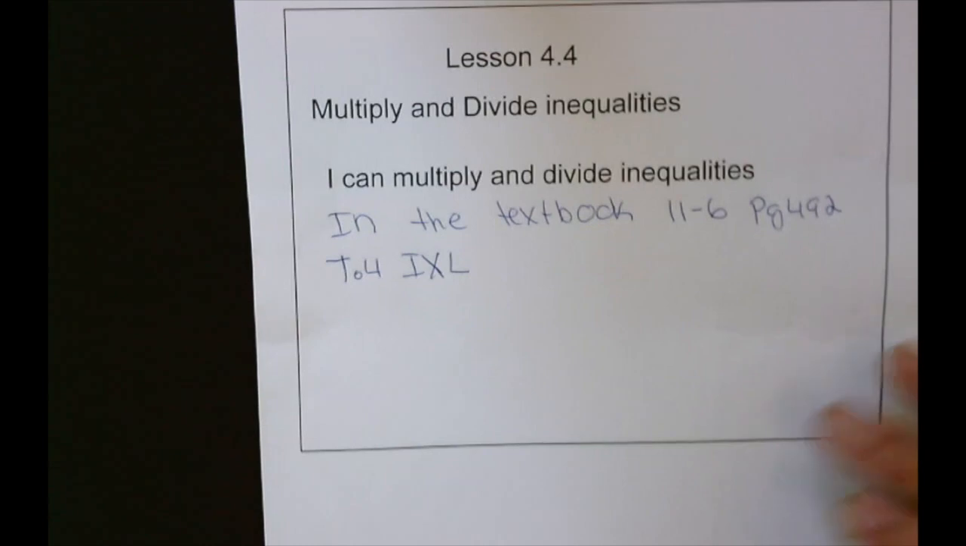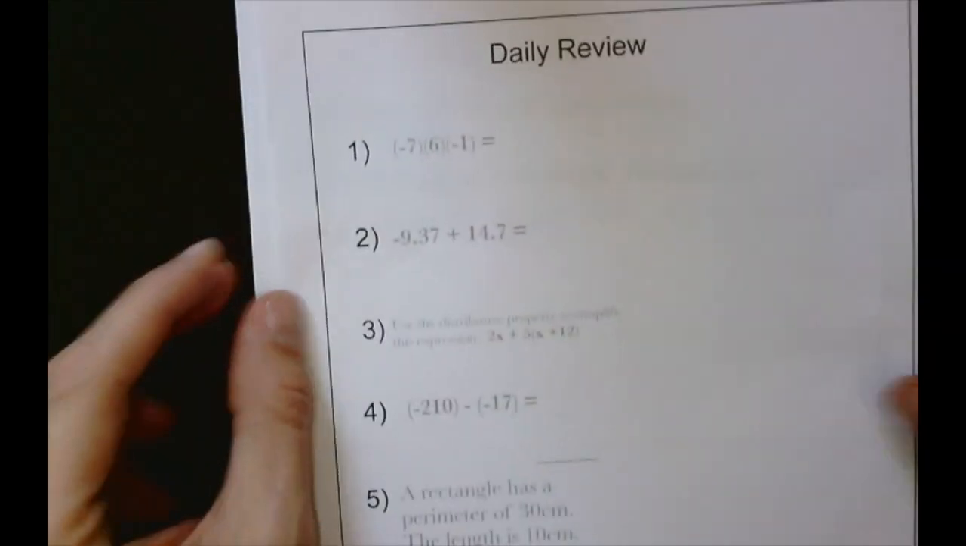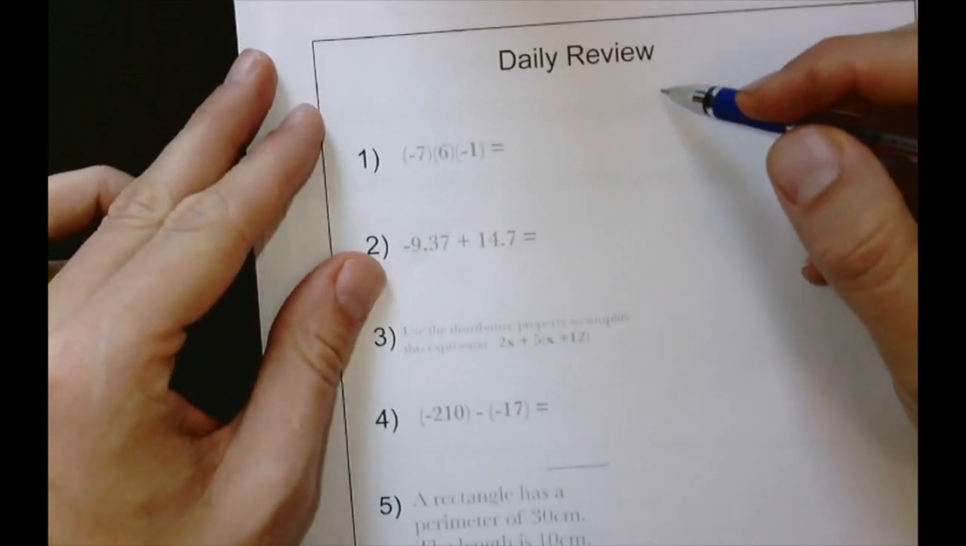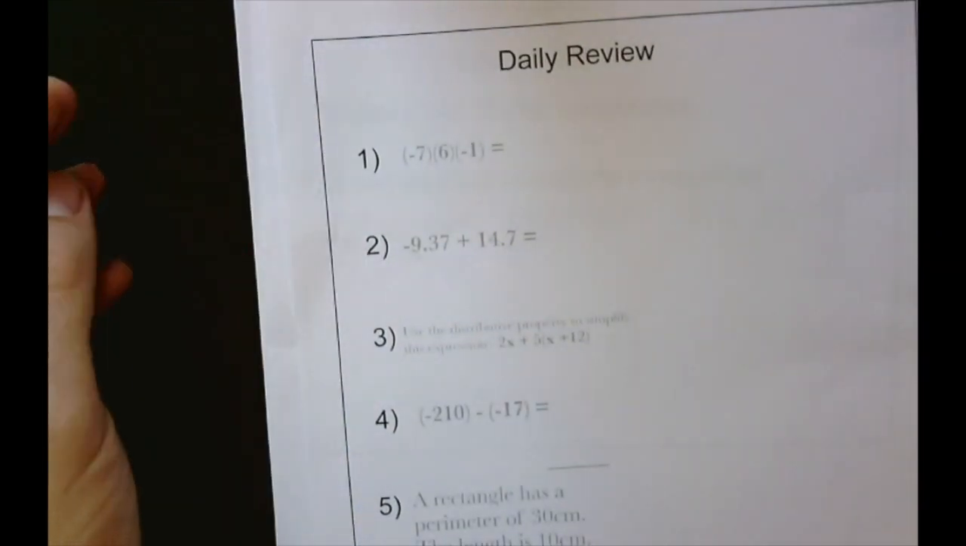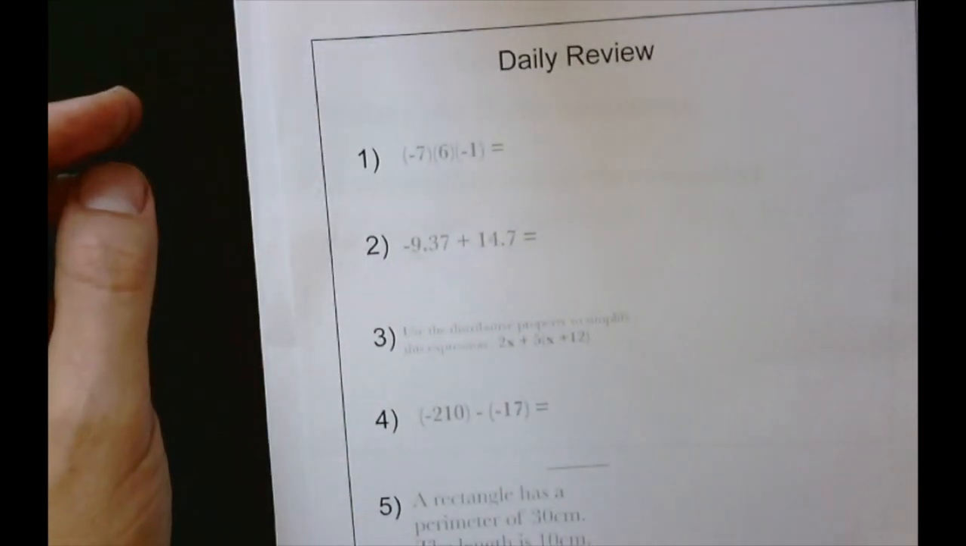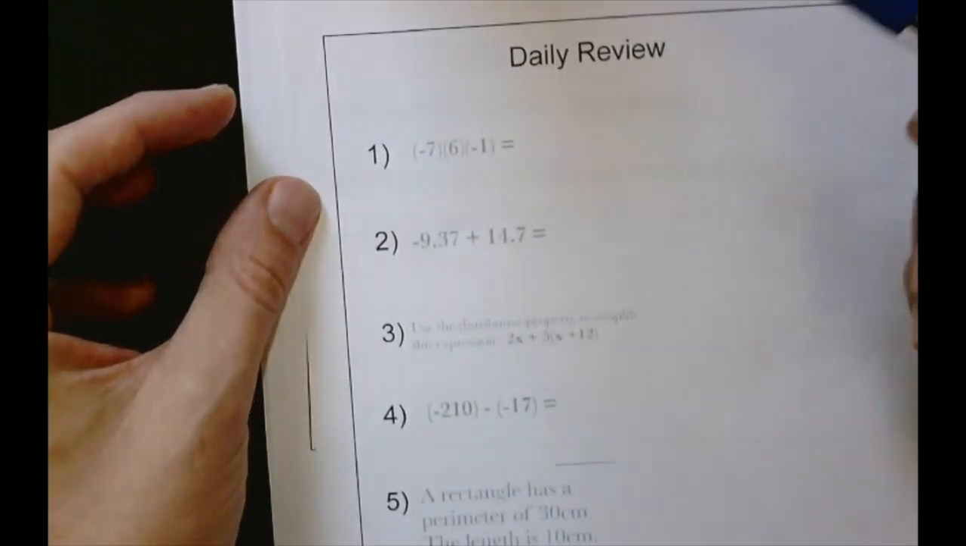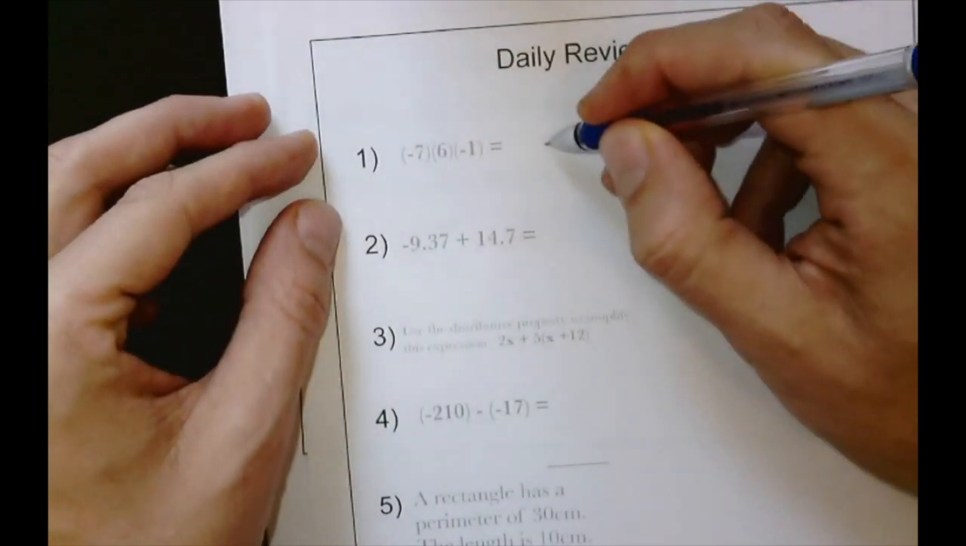Let's start with our daily review. We have -7 times 6 times -1. Feel free to pause the video and try these questions on your own. Do you remember the trick we use when we're multiplying and dividing negative numbers?